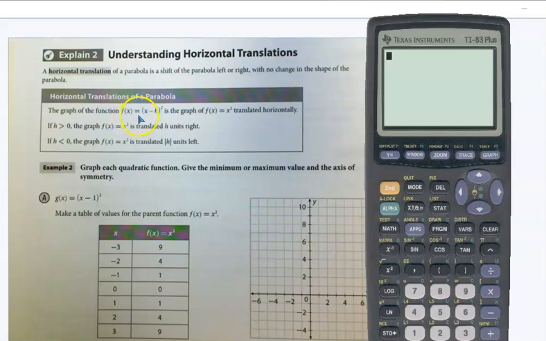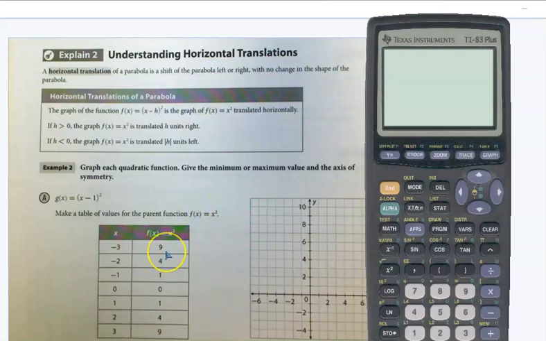f of x is equal to (x minus h) squared. Okay? The graph, the parent function, if we're going to translate it horizontally, we're going to have to shift it to the left or the right h units. And pay careful attention to the fact that x minus h is in the parentheses and the squared is outside, okay, because it's telling you shift it to the left or the right, okay, by doing that.